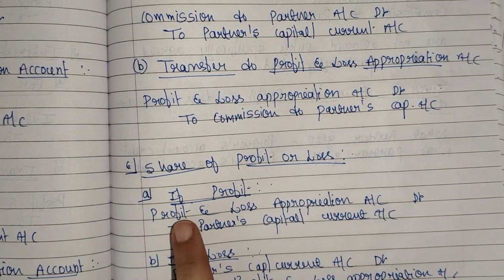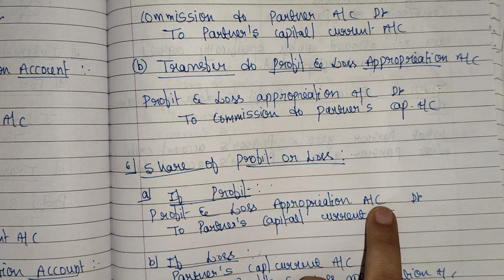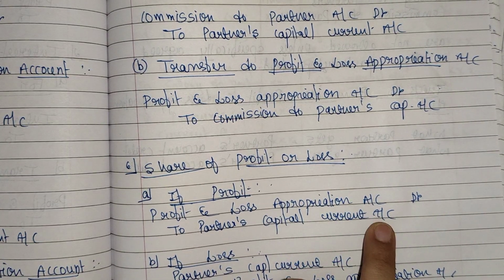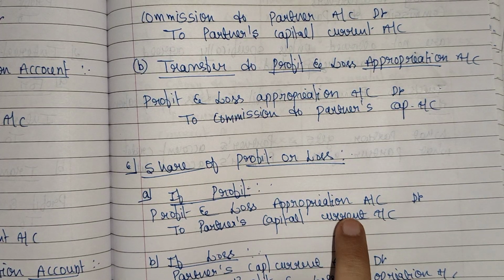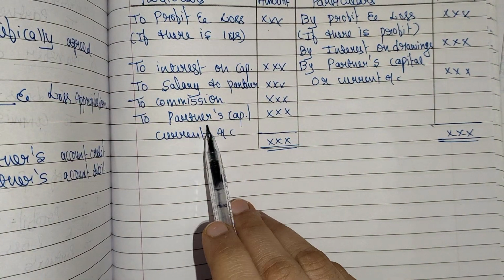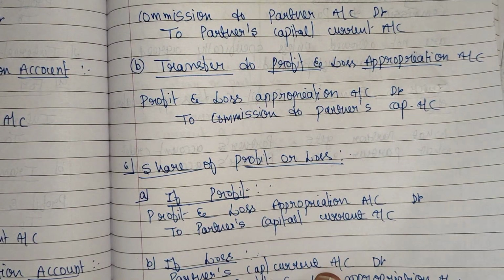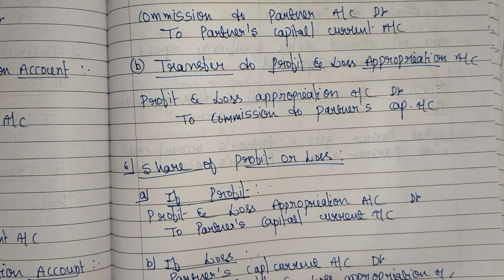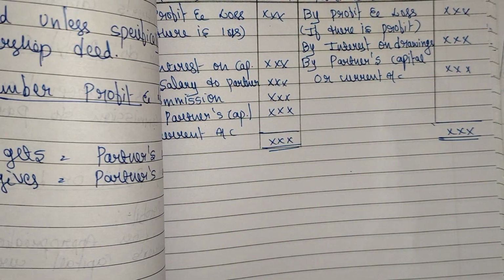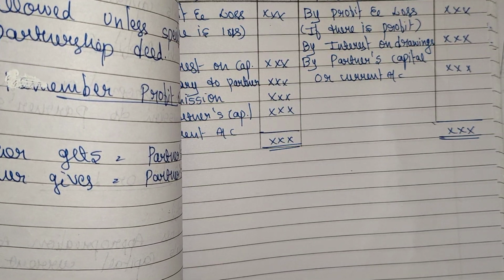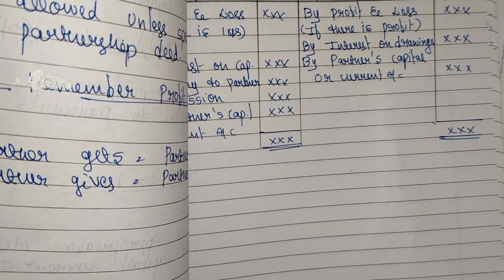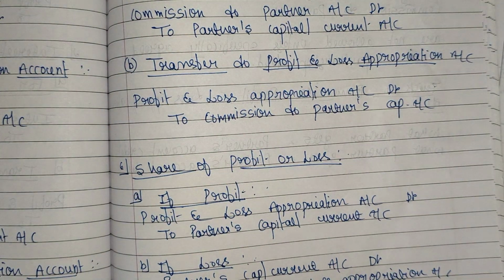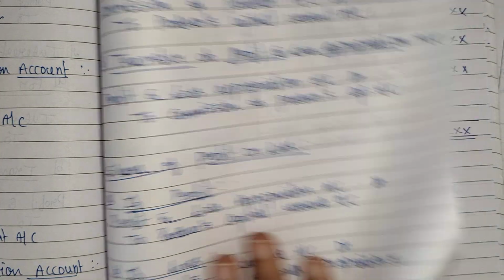Clear? If profit, Profit and Loss Appropriation Account debit to Partner's Capital or Current Account means the capital or current account is credited, but in our Profit and Loss Appropriation Account we need to debit. That is in the case of profit. If there is loss, we need to credit the Profit and Loss Appropriation Account and debit the partner's capital or current account. Clear? The share of profit or loss means the remaining profit or loss that is divided among the partners in the profit sharing ratio. So that's it.